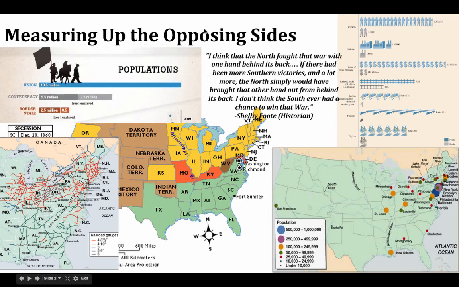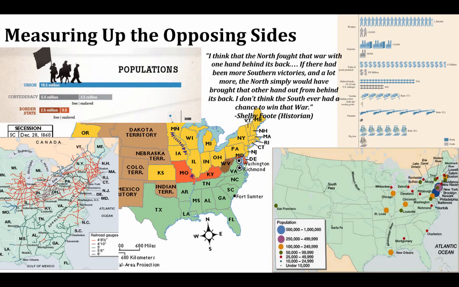The first thing we want to do is look at the opposing sides. Okay? So when the war starts, when you look at all of these maps and graphs that I have here for you, it's pretty evident that the North, or the Union, has the significant advantage. If you look at pure population in the top left, the North has 18.5 million people. The South only has really 5.5 million people because remember, roughly 3.5 to 4 million of those people are slaves. And obviously the slaves aren't going to be able to fight for the Confederacy.